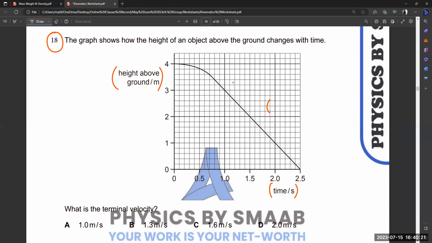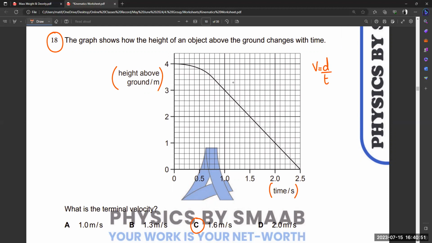I think it's C, 1.6 meters per second. Okay, and how is it 1.6? 4 divided by 2.5. Speed is equal to distance over time. Because we know that to calculate the speed, it is distance over time, and we need to calculate the distance.